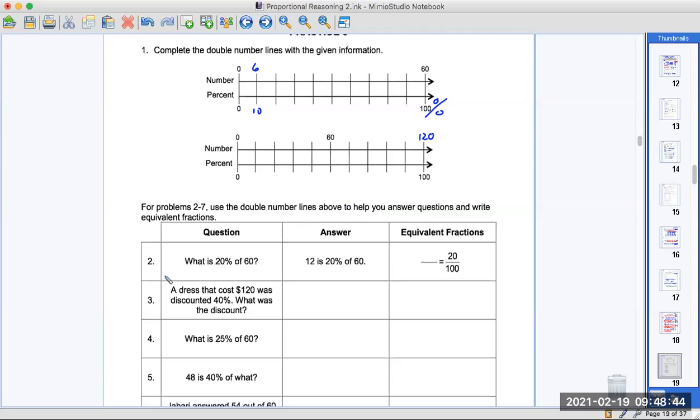Okay, I wanted to show you what is 20% of 60. Answer, 12 is 20% of 60. And here's the equivalent fraction. It's always the part over the total. So the total is always a bigger number, usually. 99% of the time, the bottom number is bigger. Notice, and here's always your percent, 100%. 20 out of 100 is 20%. So it's 12 out of 60.